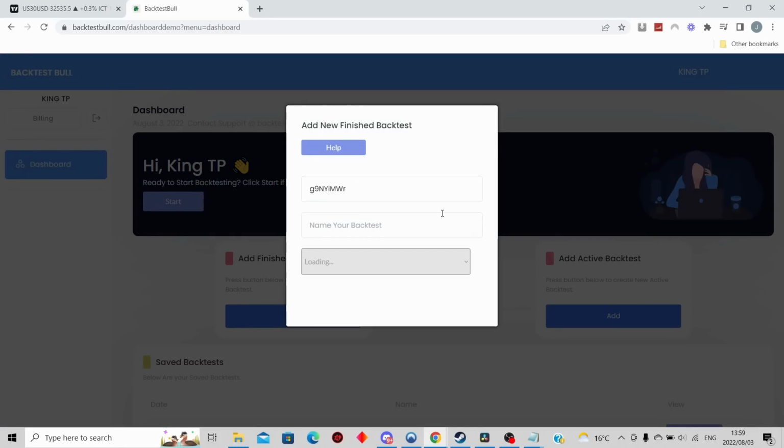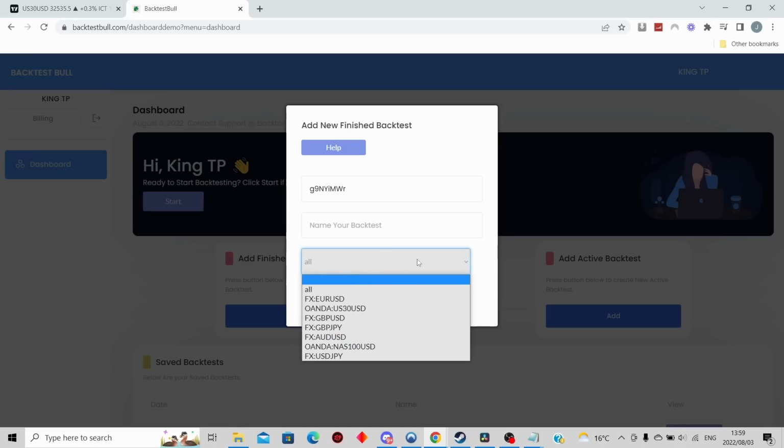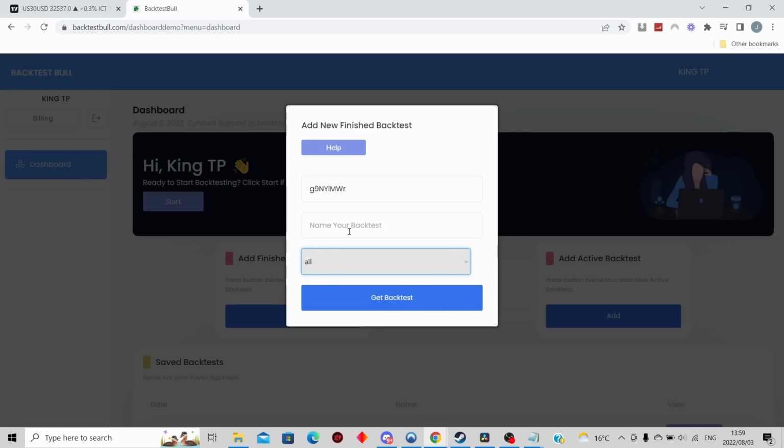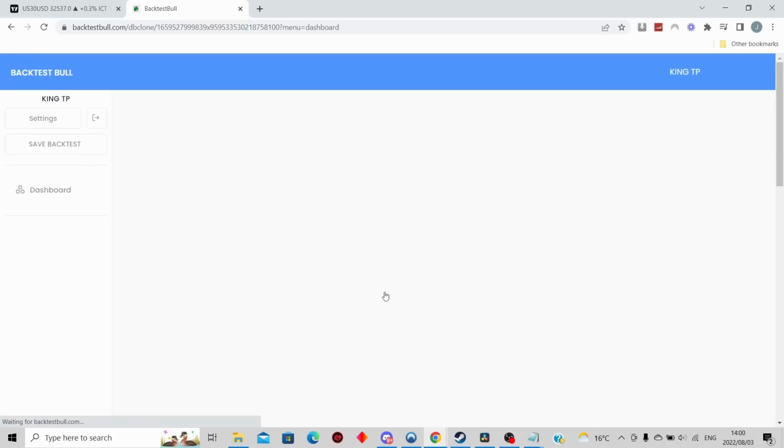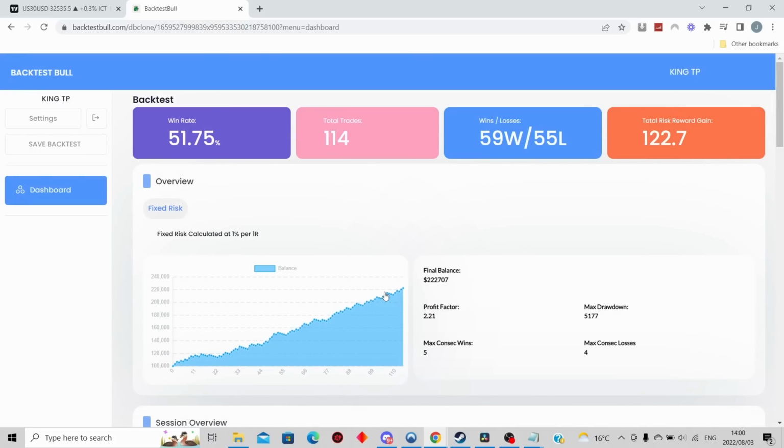Paste your chart link. If you've done it correctly, the drop down here will appear. Click all if you'd like to get the backtesting data from all the charts, and you can pick one if you'd like to get it from only one. This will organize it in chronological order that they occurred to give you a more realistic sense of your backtest. Give it a name, ICT FVG 100 trades, and just simply click get backtest. Voila, and here you have the results.